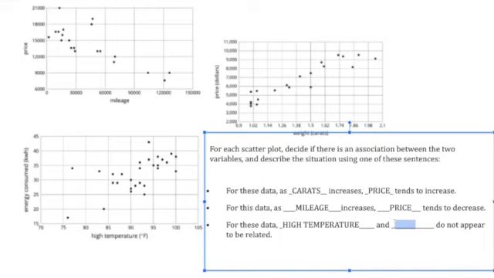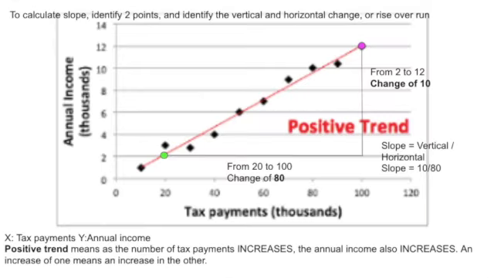Okay, so that's pretty much our lesson for today. We talked about scatter plots on graphs, we talked about what a cluster is, and we talked about how to calculate slope. We talked about what a positive versus negative trend was, so hopefully this is helpful for you.